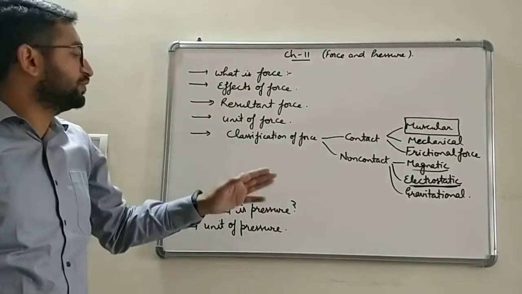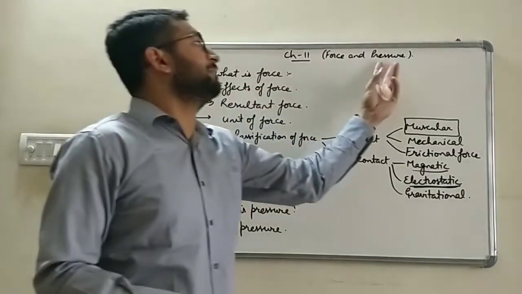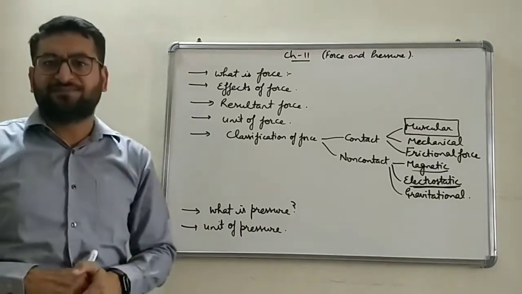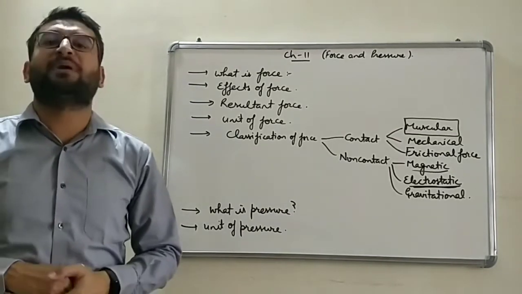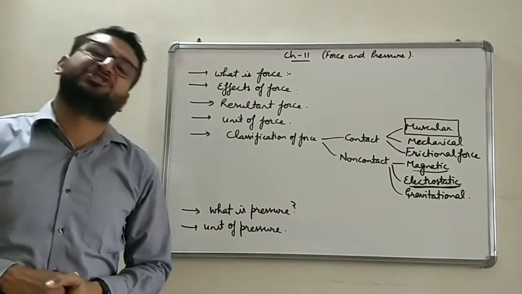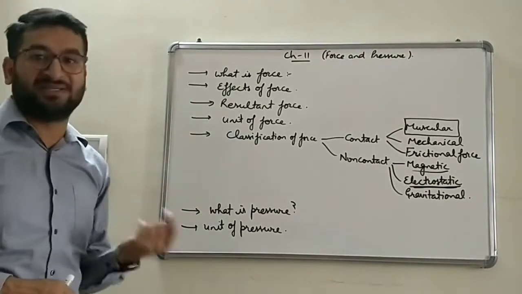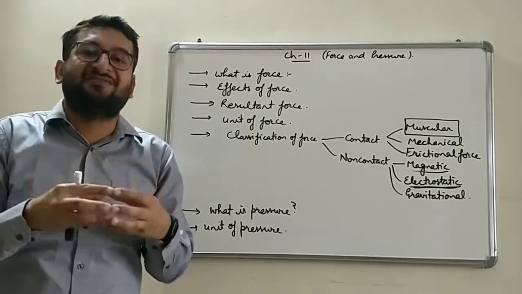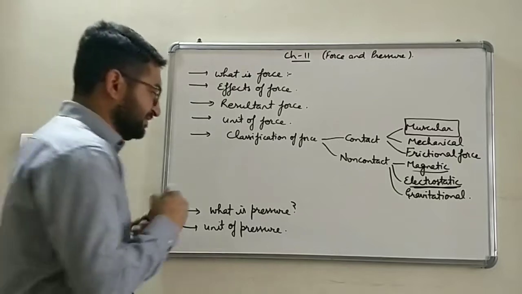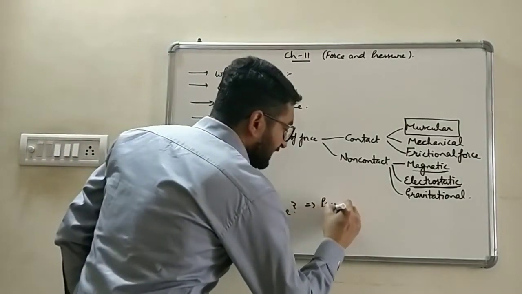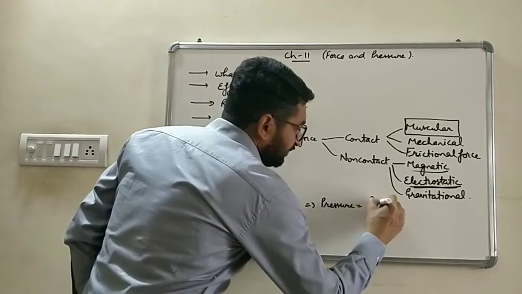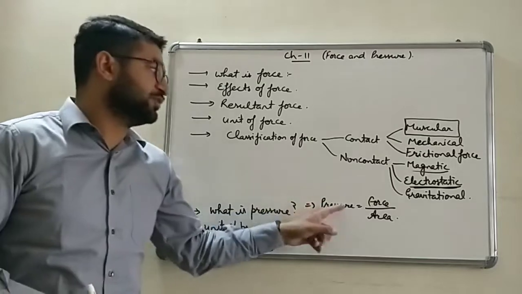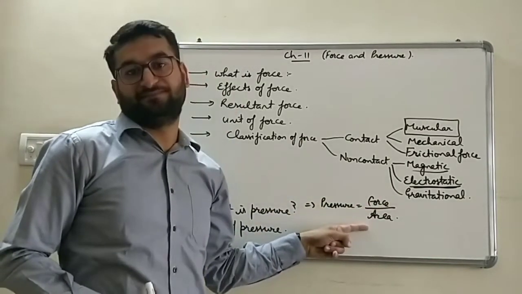After that topic of force, we studied the next topic, the name of the chapter, that is pressure. What is pressure? The force exerted per unit area is known as pressure. It is a physical quantity which measures force exerted on a given unit area. And from that we define the mathematical definition: pressure is equal to force divided by area. So pressure is equal to force per unit area.